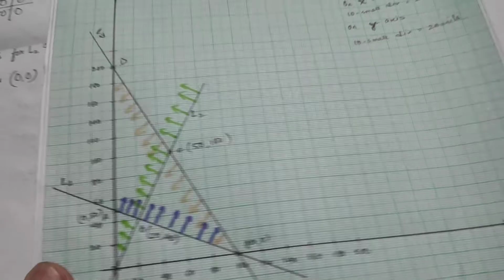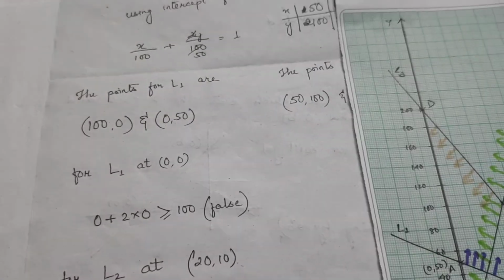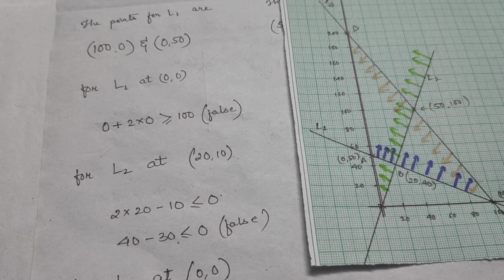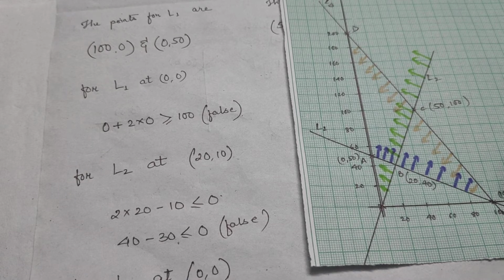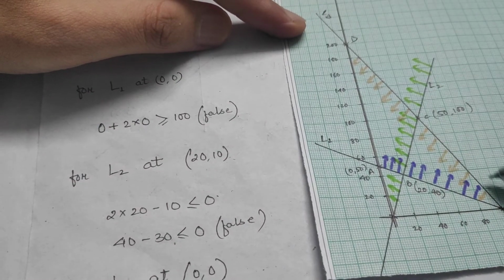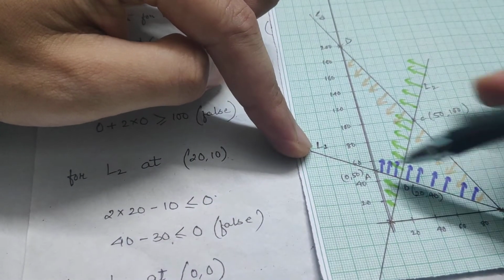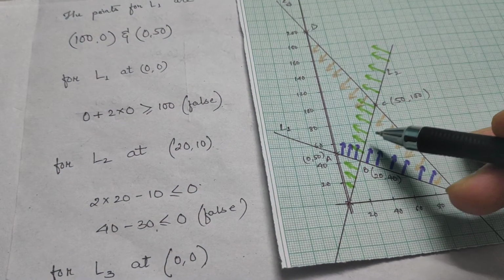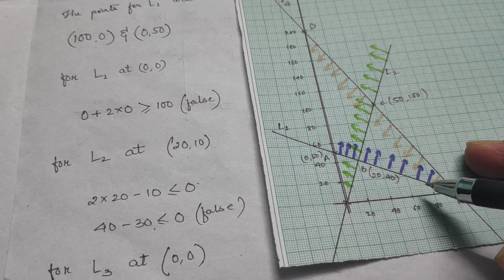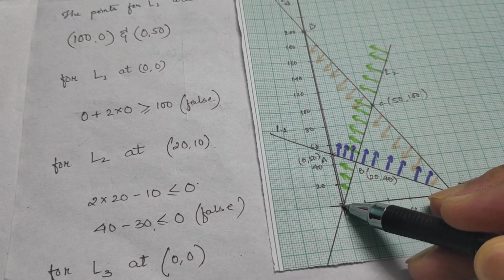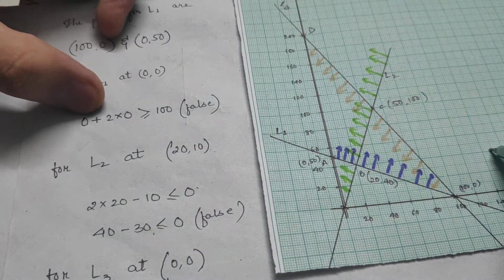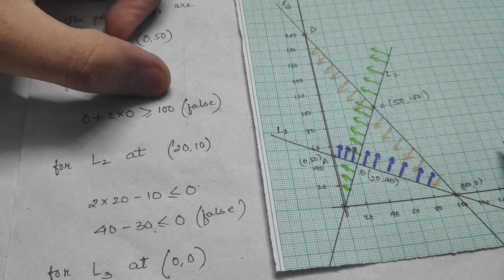Now after this we will move on. We need to check which is our solution region for each line. For line 1, you can see line 1 is passing from here. This is our line 1. You choose any one point on any side of this line, but it should not be on the line. I have taken 0 comma 0 for line 1. I substituted and I see that 0 is greater than 100, which is not true.